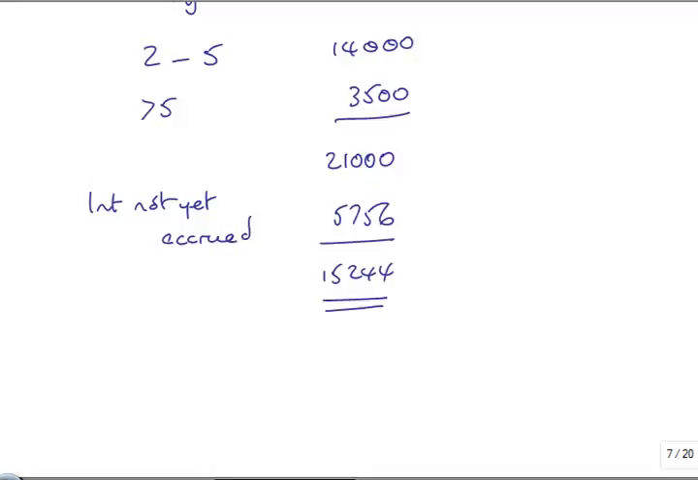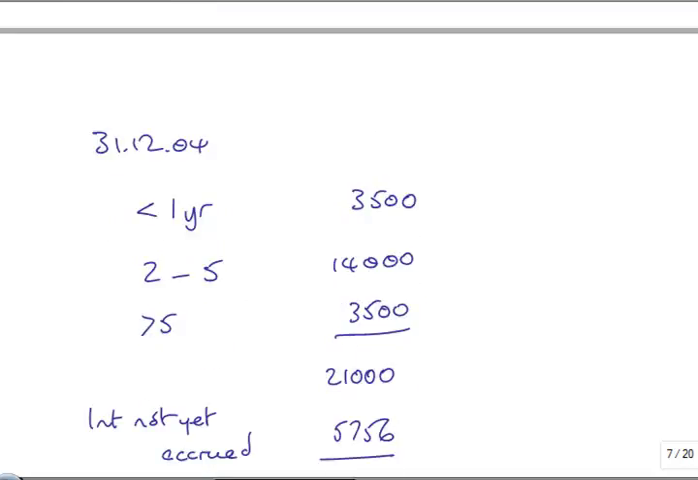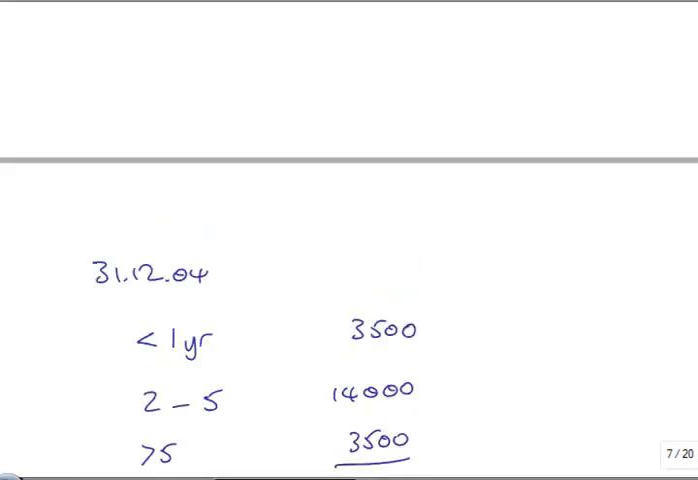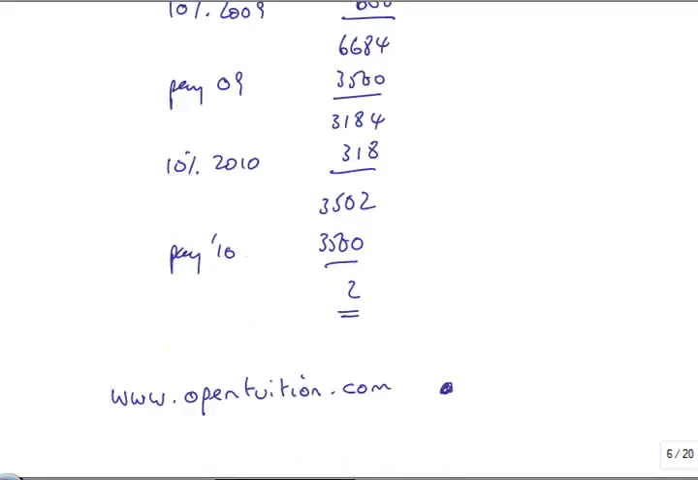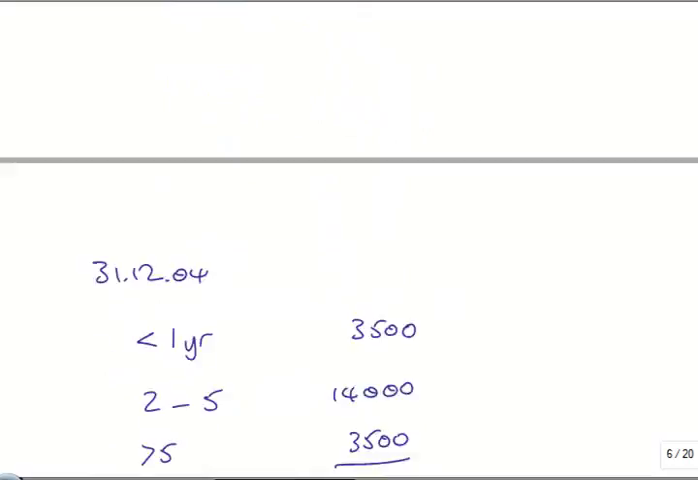What's the present value of 3,500 payable in 12 months? Well, if you look at the table that you've just done, you'll see that 3,500 with 1 year to go actually has a present value of 3,184. So 3,184 is the present value of 3,500 discounted at 10%. So 3,184 can go in there.